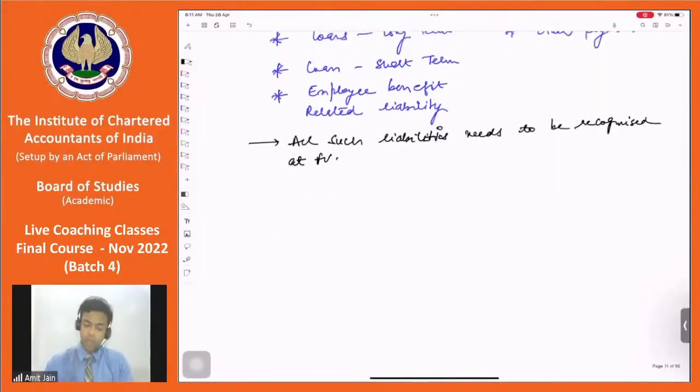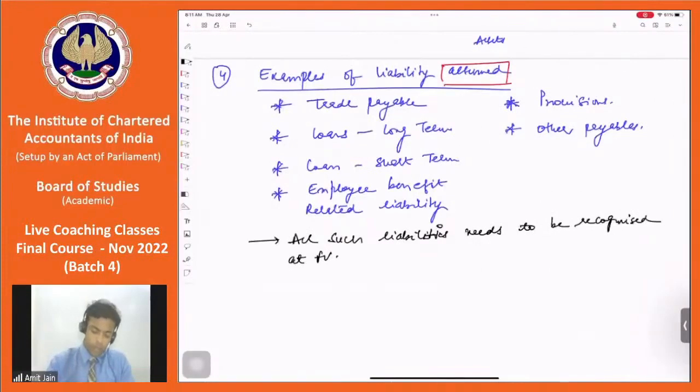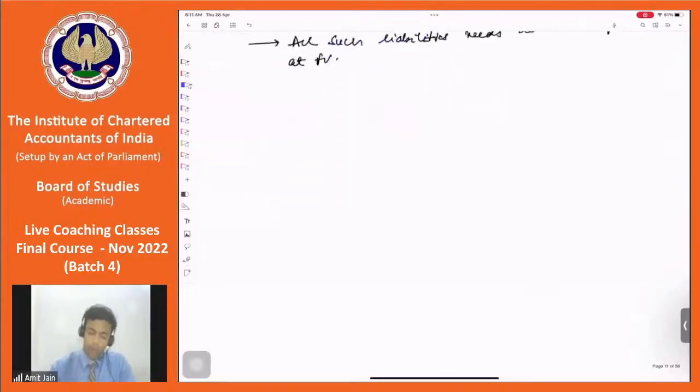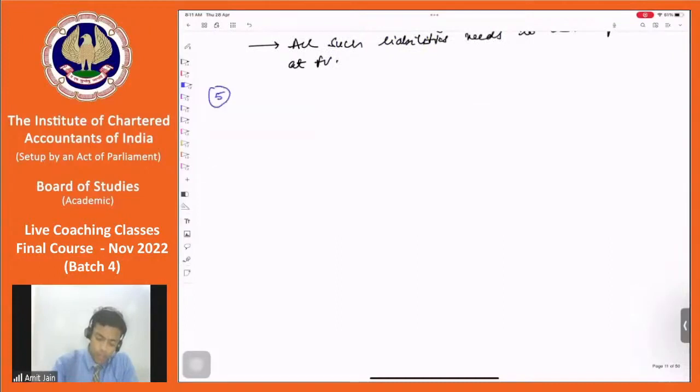Shimona has raised the question for the first time. She is asking, can debentures be assumed? Very good. Why not? Debentures, bonds. One person is saying DTL, deferred tax, correct. Okay, let's move on. Fifth, exception to the principle of fair valuation of certain transactions.